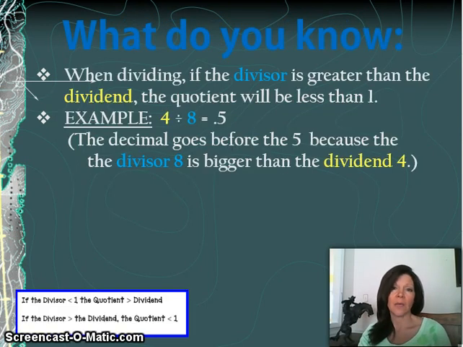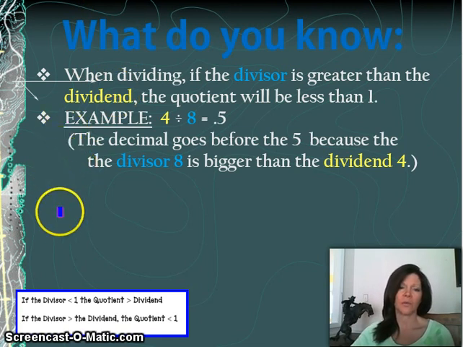All right, let's think about what you know. When dividing, if the divisor is greater than the dividend, the quotient is going to be less than 1. And let's look at this example. So the divisor, remember I said the divisor is going to be on the outside of your dividing house. Your dividend is going to be on the inside of your dividing house.